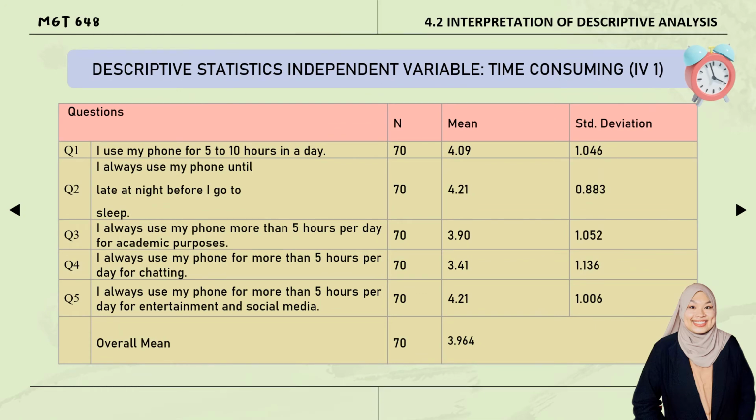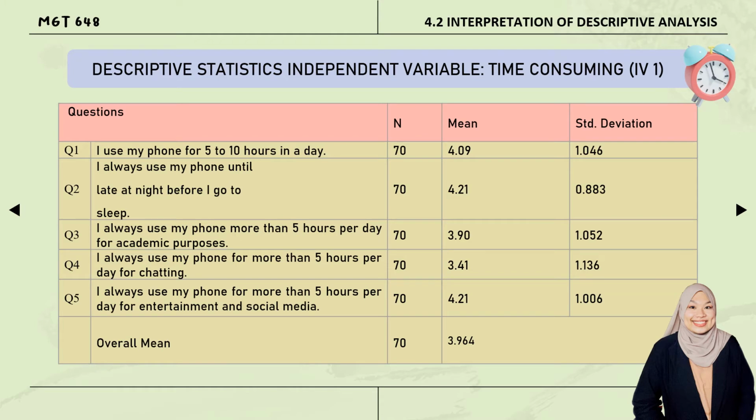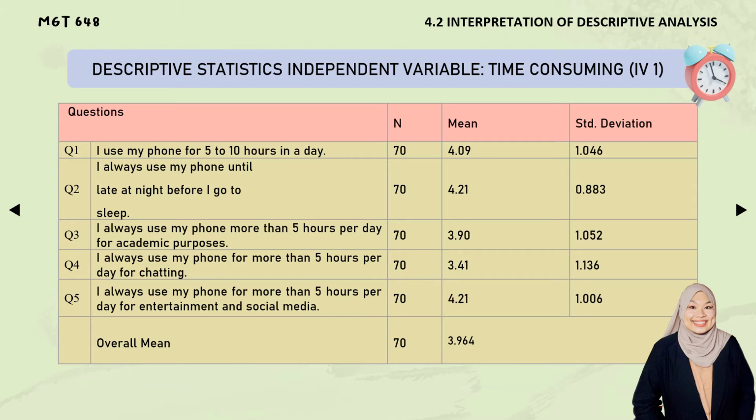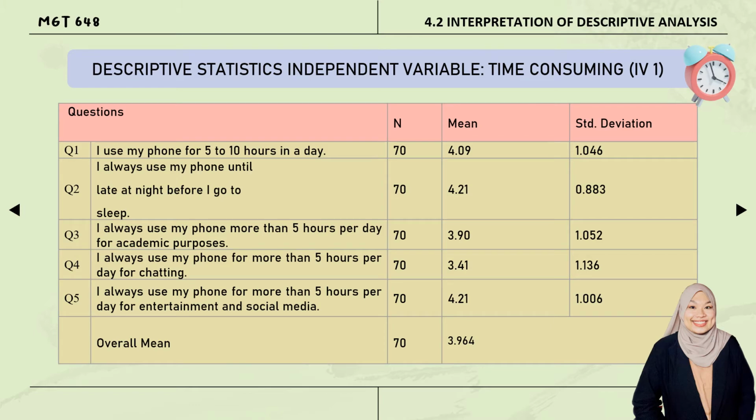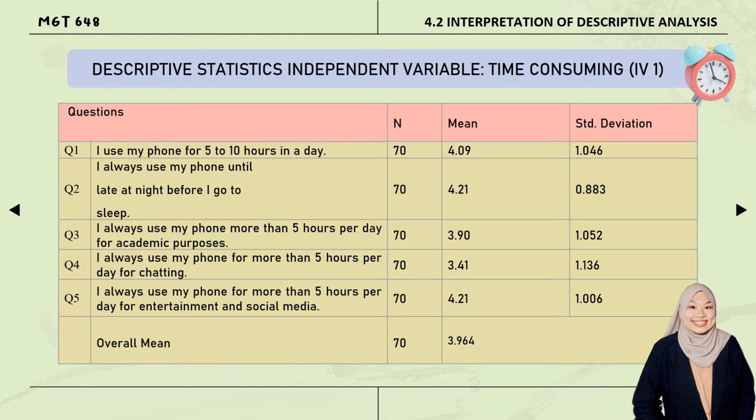Next, interpretation of descriptive analysis, independent variable. It consists of two different independent variables, which are time consuming and smartphone usage. First, descriptive analysis of time consuming. From the findings, we can conclude that all respondents mostly agree with all the questions, but they highly agree on question 2 and question 5, which are 4.21 respectively and considered the highest mean. Next, the respondents show the lowest mean on question 4, which is 3.41 compared to other questions.